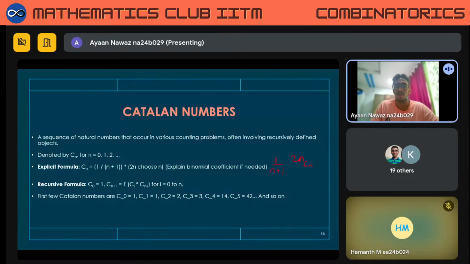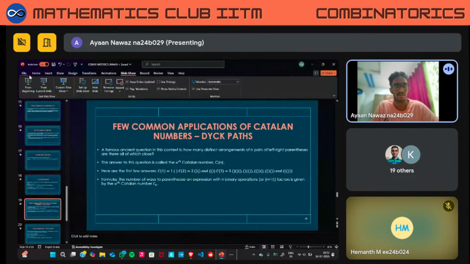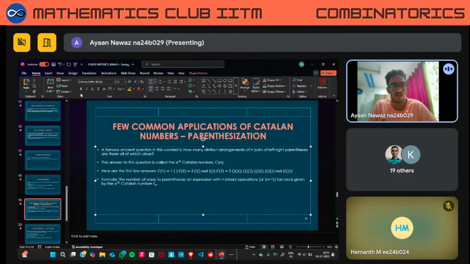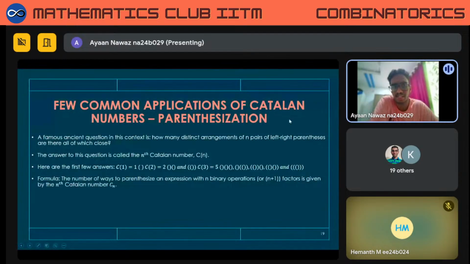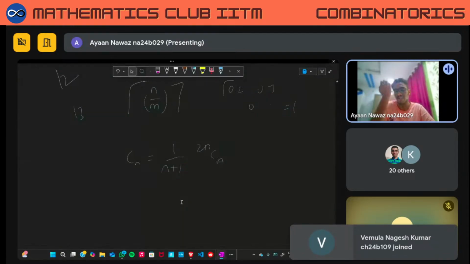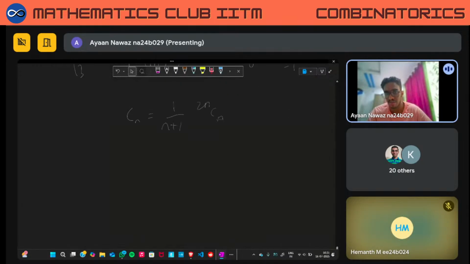Okay. So the next few common applications of Catalan numbers. It's not Dyck path, it's parenthesization. Let's change it right here, right now itself. A famous ancient question in this context is how many distinct arrangements of n pairs of left-right parentheses are there, all of which close. That means basically how many valid pairs of left-right parentheses can you have? How many arrangements can you have of a given number of pairs of parentheses?